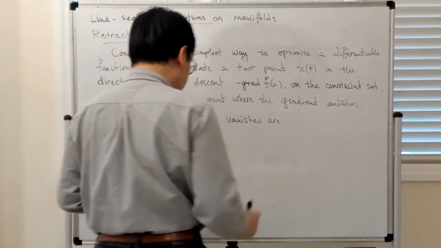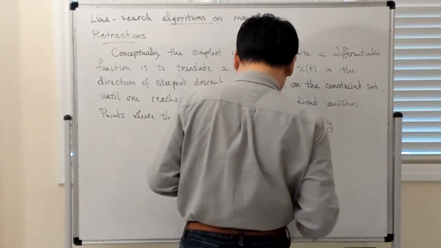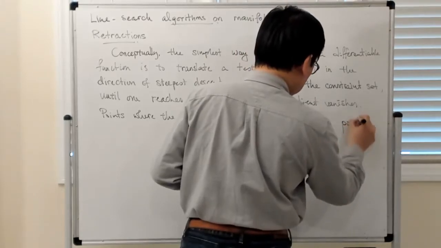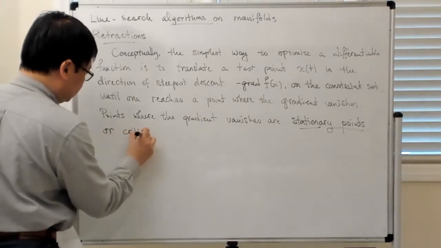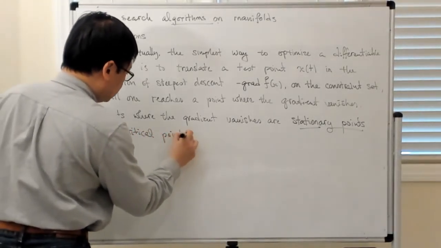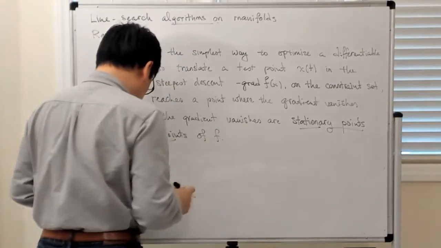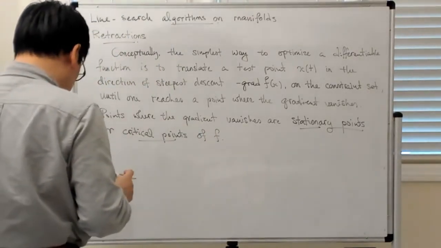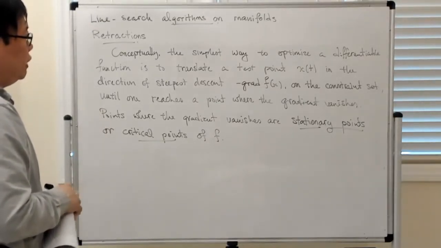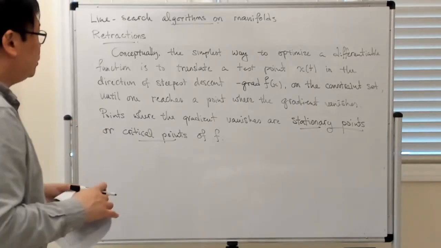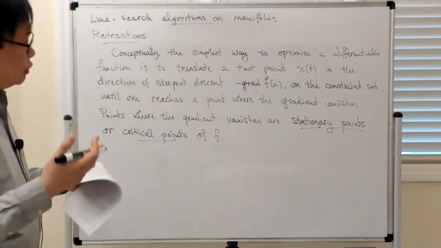Well, either stationary points or critical points of f. Okay. And so what's sometimes helpful is to think of the optimization algorithms which we try to implement as being something like a numerical time discretization of a differential equation, right?